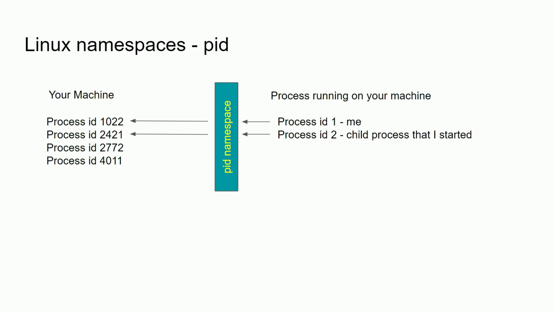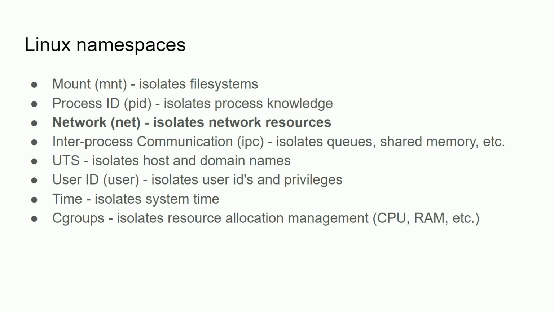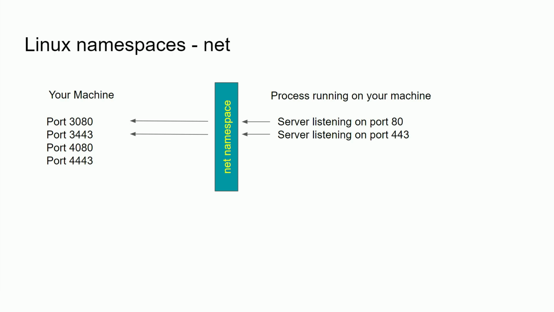But you'll see them with their real process IDs, rather than the ones visible within the namespaces. The last namespace we'll talk about here is the network, or NET, namespace. We won't go into too much detail, but probably the most widely used feature of network namespaces is the ability to map server ports. An isolated process can, for example, start listening on port 80, but its network namespace can map that to port 3080 on the real machine.